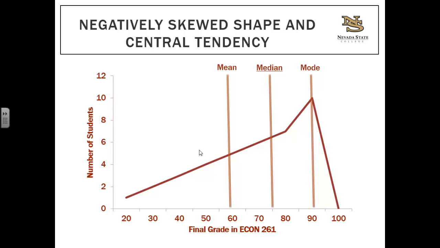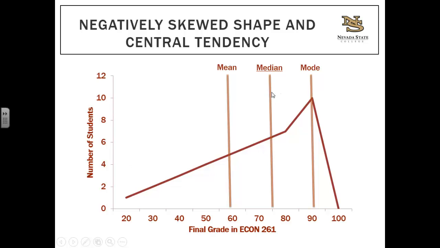Here's a negatively skewed distribution where the bulk of scores are in the high end, and then we have a few that are in the low end. In this situation, looking at final grades in Econ 261, believe it or not, my distribution has looked like this in the past. Most people do pretty well. So your mode is going to be the largest value. Your median, of course, is in the middle. And then your mean is going to be the lowest value when you have a negatively skewed data set, because these low values are dragging the mean towards them and away from the true trend in the data.